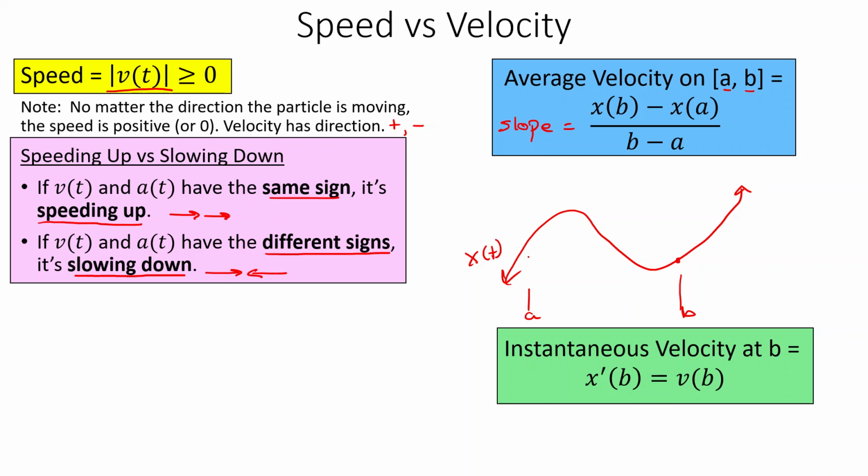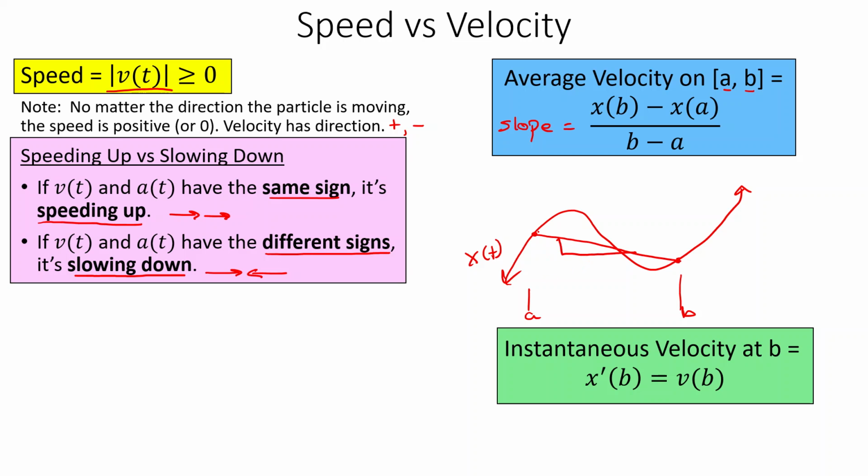So B, go straight up there. A, the average velocity here. So we're going to be going up some, then we're going to stop, then we're going to go down some, then we're going to stop and go back up some. It's just going to be the slope of this line. That is the average velocity, that slope.